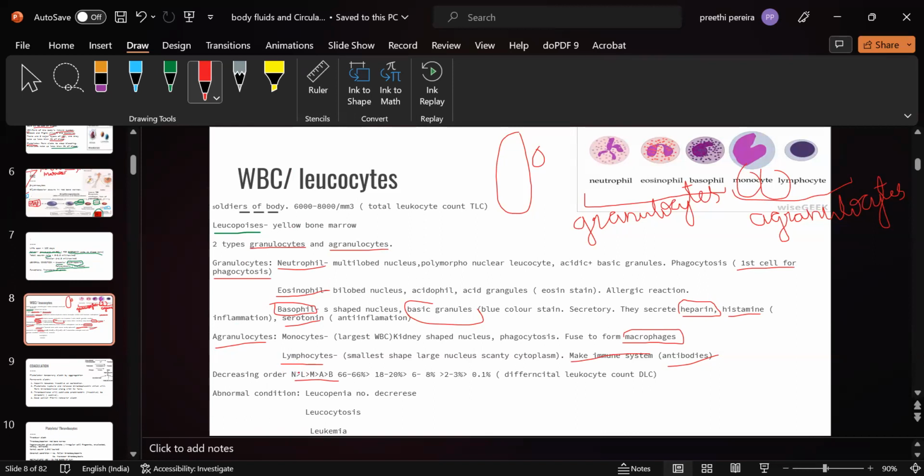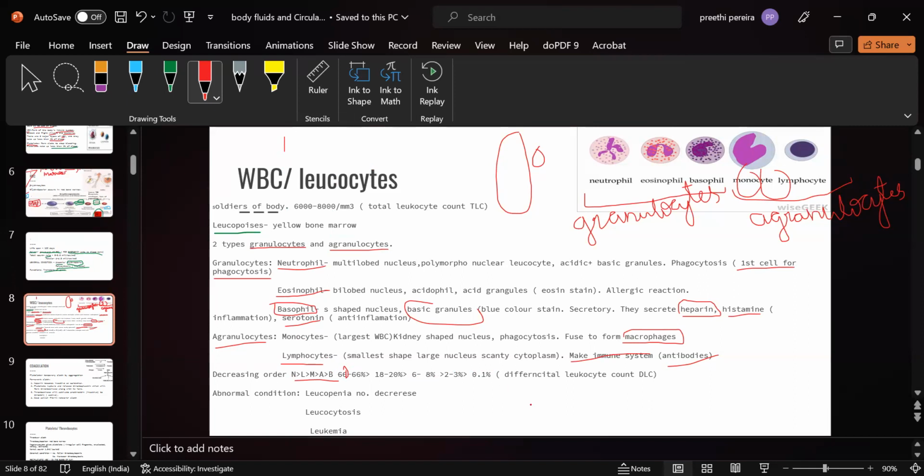न्यूट्रोफिल्स के बाद आएगा लिम्फोसाइट्स. लिम्फोसाइट्स के बाद आएगा मोनोसाइट्स. मोनोसाइट्स के बाद आएगा एसिडोफिल्स, मतलब इओसिनोफिल. उसके बाद बेसोफिल. बेसोफिल सबसे कम. सो ये 1% है ना. WBC is 1% of our blood. उसमें से 60 to 66% is neutrophils, 18 to 20% is lymphocytes, 6 to 8% is monocytes, 2 to 3% should be eosinophil, and 0.1% is basophil.